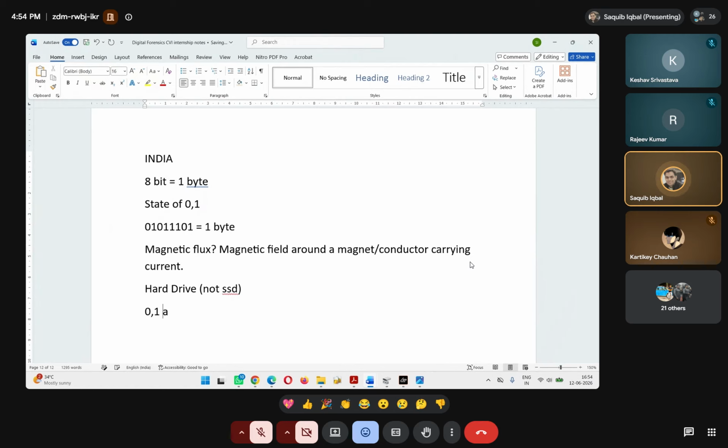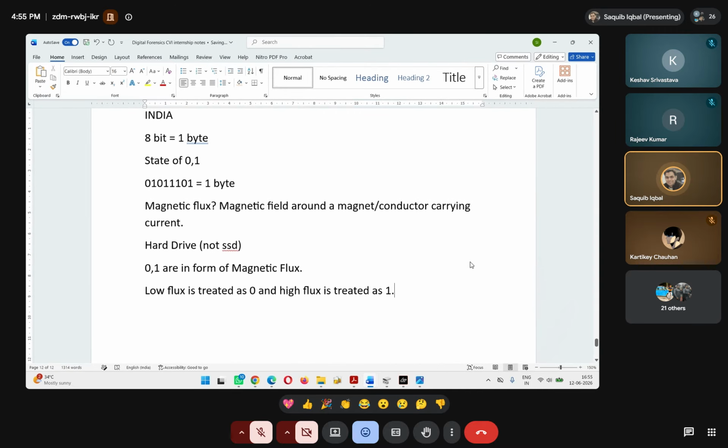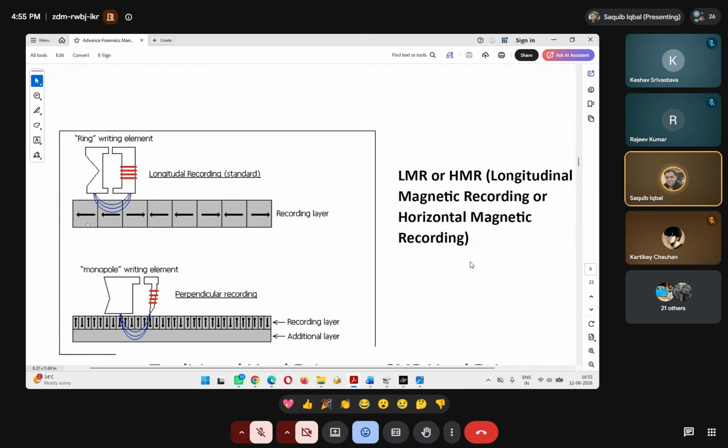So 0s and 1s are in the form of magnetic flux. Low flux is treated as 0 and high flux is treated as 1. Now, here you can see the arrow directions. The arrow directions actually tell the flux direction.